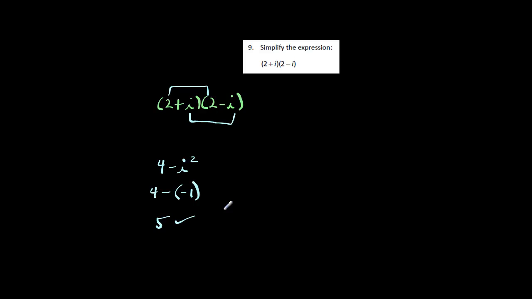Simplify. 2 plus i times 2 minus i. So we have conjugates here, so we don't have to do all of the FOIL. We can just do the F and the L. 2 times 2 is 4. Positive i times negative i is -i squared. Because i squared is a -1, it's going to be negative or minus a -1. So we're left with 4 plus 1 is 5.